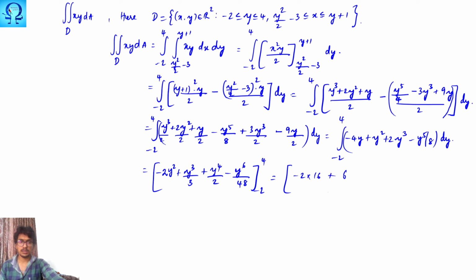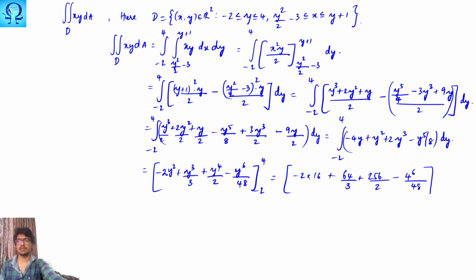plus 64 upon 3 plus 64 multiplied with 4, 256. Am I right? So 64, 16 minus, yeah, 256. I'm right. So it is 256 upon 2 minus, we have 4 to the power 6, right? So it is 4 to the power 6 upon 48.